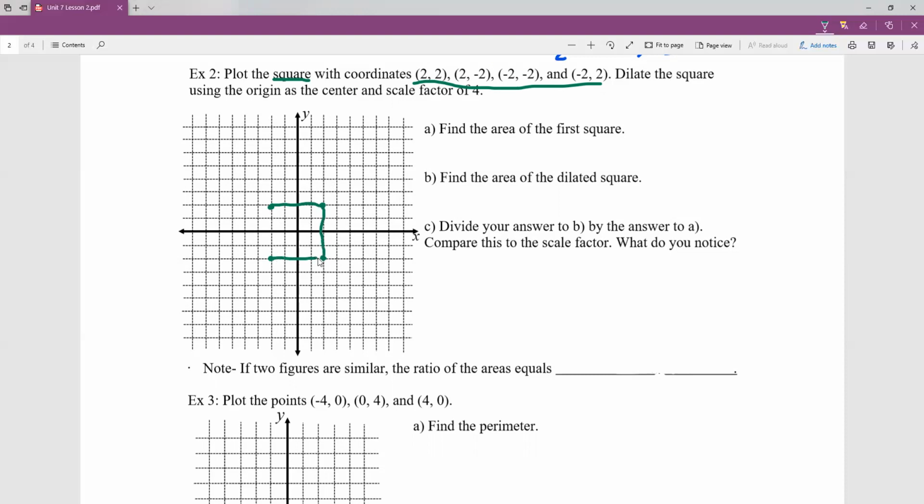Part A asks us to find the area of the first square. Finding the area of a square is just one of the side lengths squared. And we know the sides here have a length of 4. So the area is just 4 squared, which is 16.